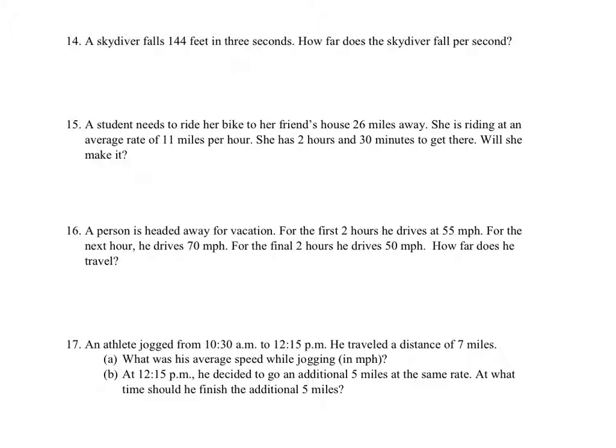Last but not least, Mauro, go for it. His average speed while jogging is 4 miles per hour. So A is definitely 4 miles per hour. Agreed. Someone else for part B? For part B, Christina? 1:30 p.m. Good. 1:30 p.m. Again, recognizing how to sum together times. It will take an hour and 15 minutes. An hour and 15 minutes on top of 12:15 is definitely 1:30 p.m.